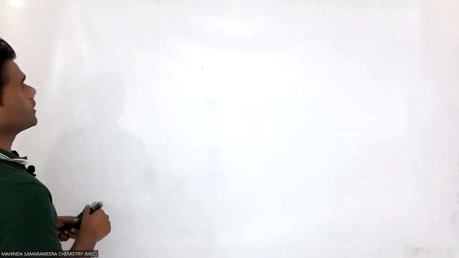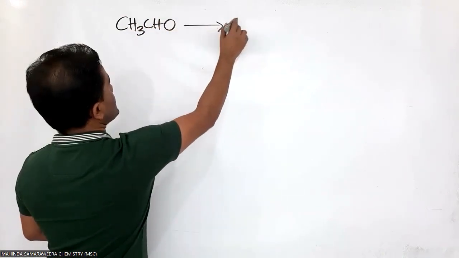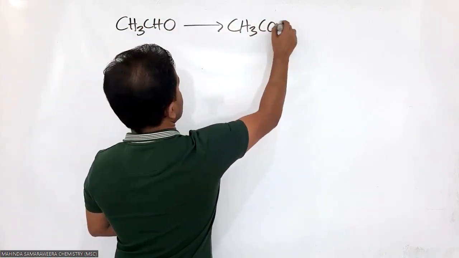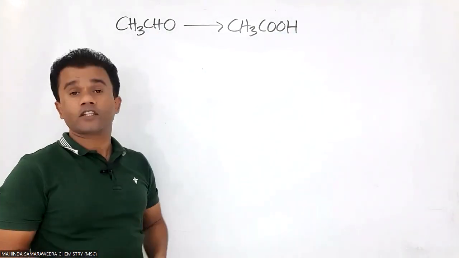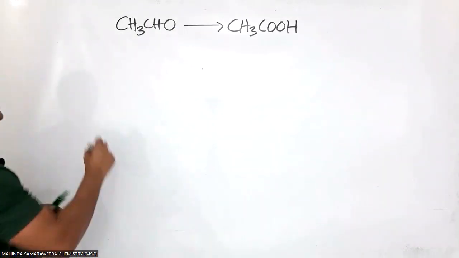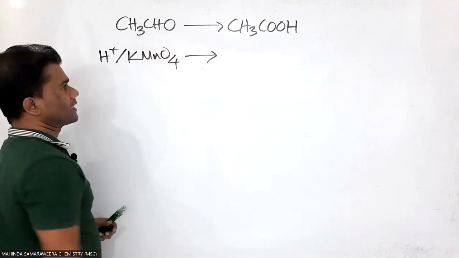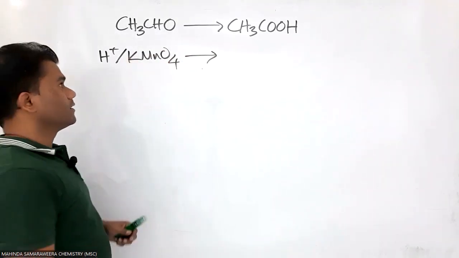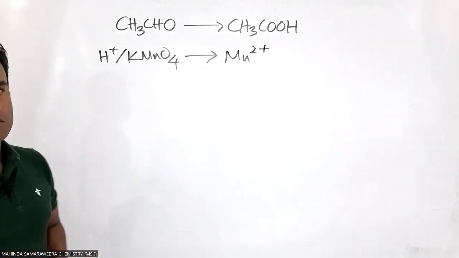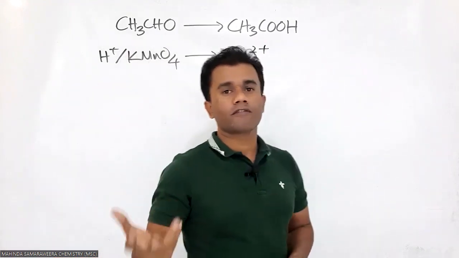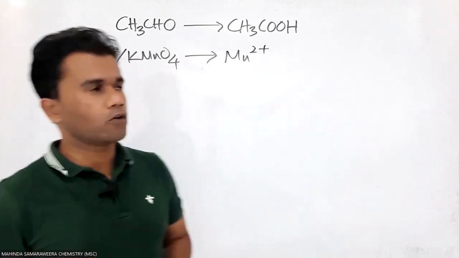The question is about oxidation of ethanal, CH3CHO, to acetic acid, or ethanoic acid, by acidified potassium permanganate. You know what happens in the case of acidic medium: permanganate goes to Mn2+. Then you are asked to find the total number of electrons exchanged during this oxidation reduction reaction. Let's see how to find it out.